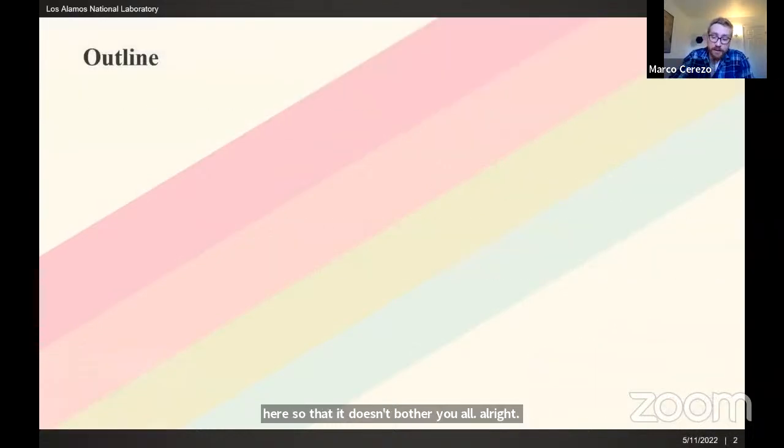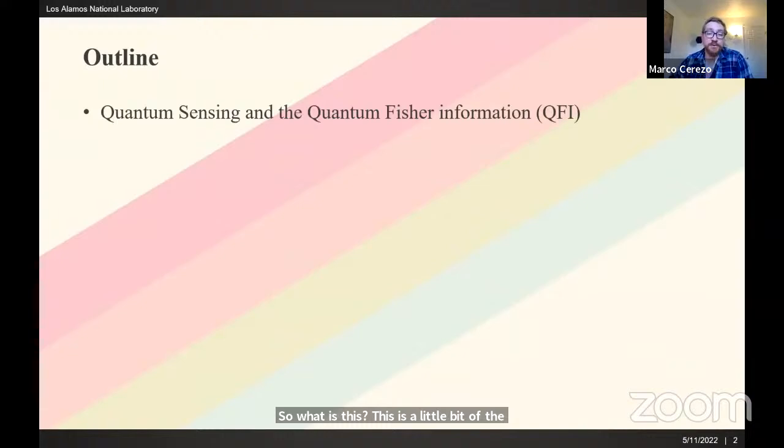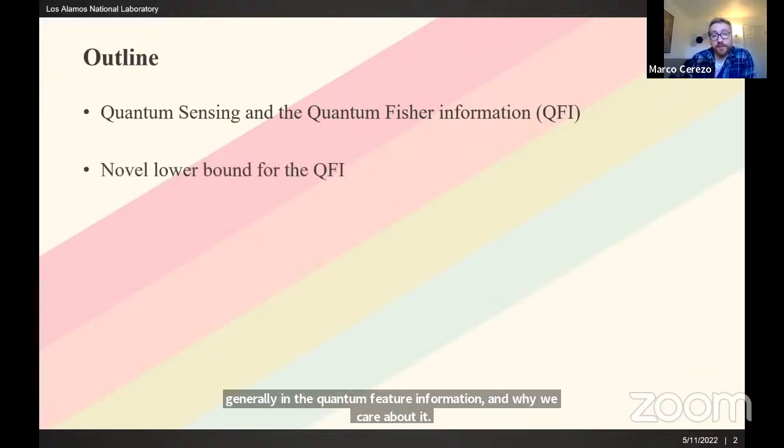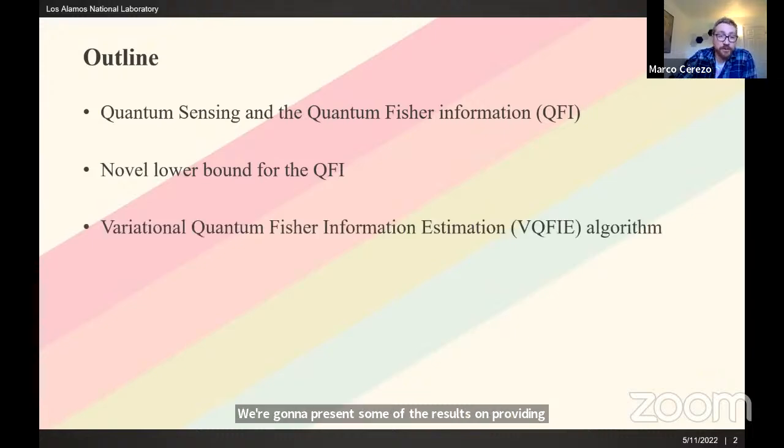This is a little bit of the outline of what I'm going to be talking about. I'm going to be introducing quantum sensing and more generally the quantum Fisher information and why we care about it. We're going to present some of the results on providing bounds for the quantum Fisher information and why those are important. And then a variational quantum algorithm that we can use along with those bounds to estimate the quantum Fisher information and prepare good quantum states for quantum sensing. And then I'm just going to give some conclusions and outlook.